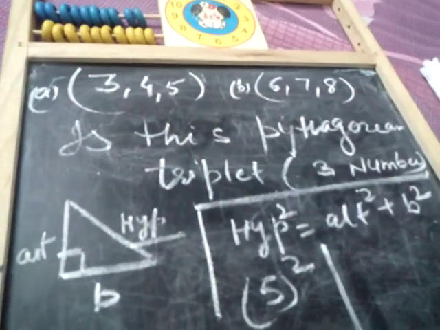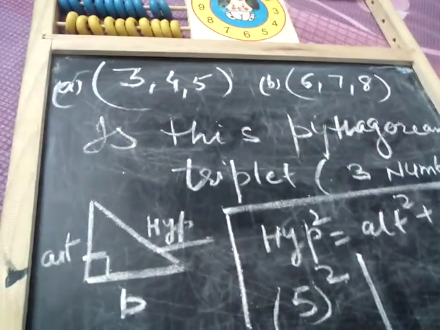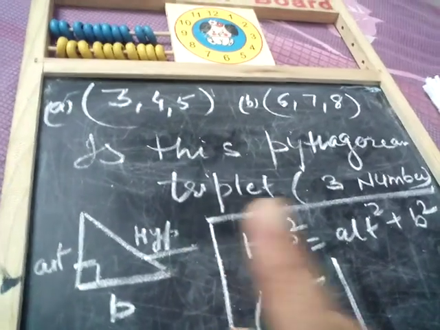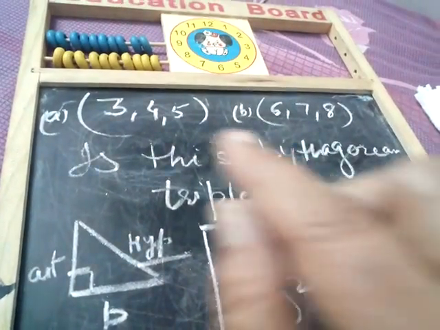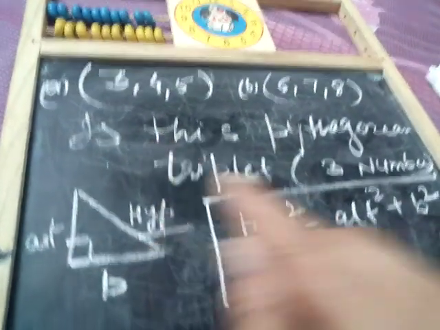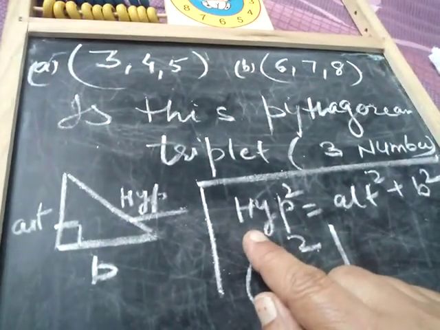Query: is 3, 4, 5 a Pythagorean triplet, or is 6, 7, 8 a Pythagorean triplet? Here are two formulas to find out, or to verify, a Pythagorean triplet. The first formula is one you have done in 7th standard.